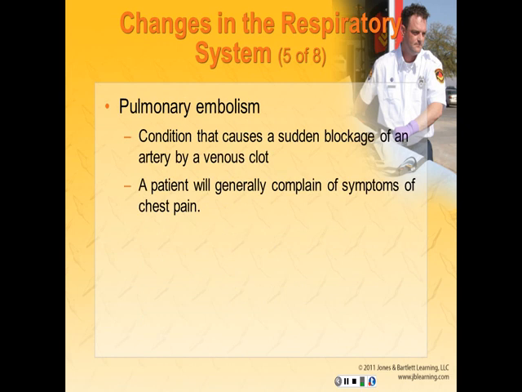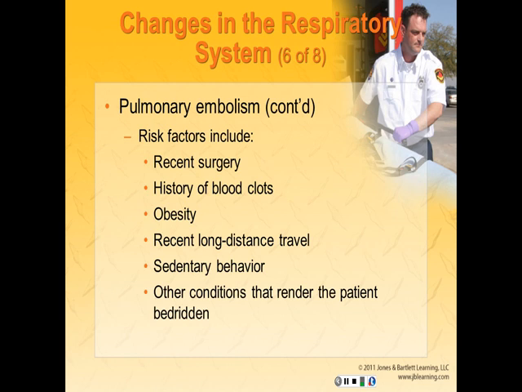Pulmonary embolism. PE is a condition that causes a sudden blockage of an artery by a venous clot. A patient with a PE will generally complain of symptoms of chest pain. Thus, it can obviously be confused with a cardiac, lung, or musculoskeletal problem. Risk factors for PE include recent surgery, history of blood clots, obesity, recent long-distance travel, sedentary behavior, or other conditions that render the patient bedridden.